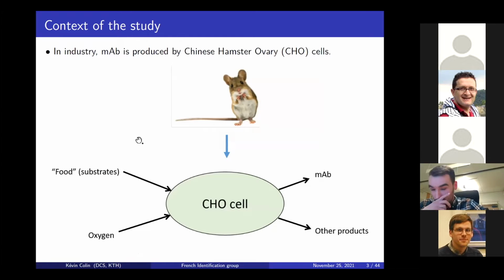So how to produce these monoclonal antibodies? Basically we use cells from Chinese hamster, more precisely from the ovary. In order to produce this protein of interest, you give some food to the cell. It will be sugar, amino acids, and also some oxygen. And then the cell is going to produce some MAB, some monoclonal antibodies, and other products also, so lactates and so on.